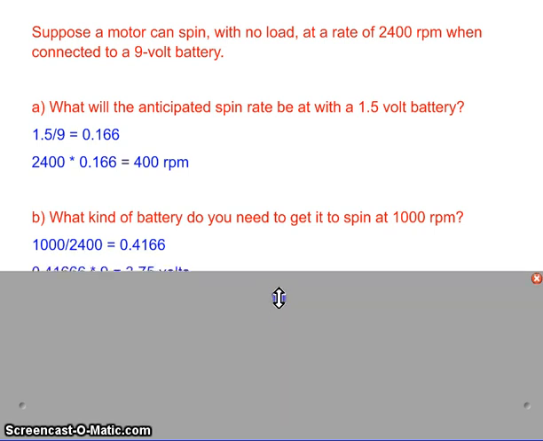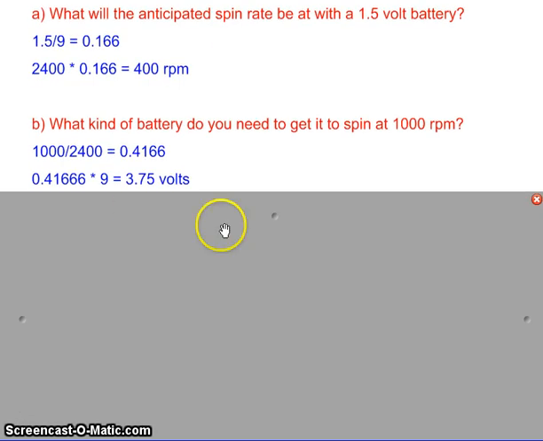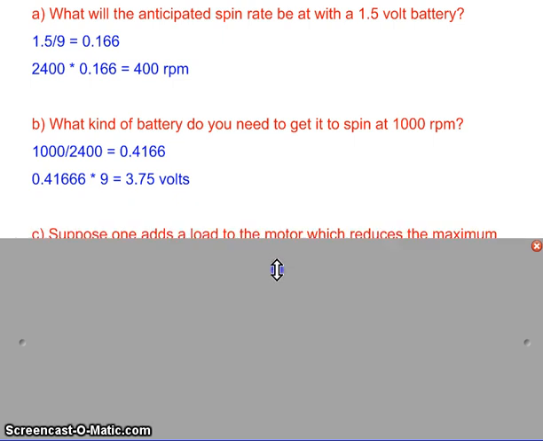If we apply that to the 9-volt battery, we would need exactly 41.6% of the 9-volt battery, or a 3.75 volt battery. So I'm not sure you can get that at the store, but you might be able to rig up something to get exactly that voltage. Okay, let's scooch down here a little bit and take a look at the final problem.